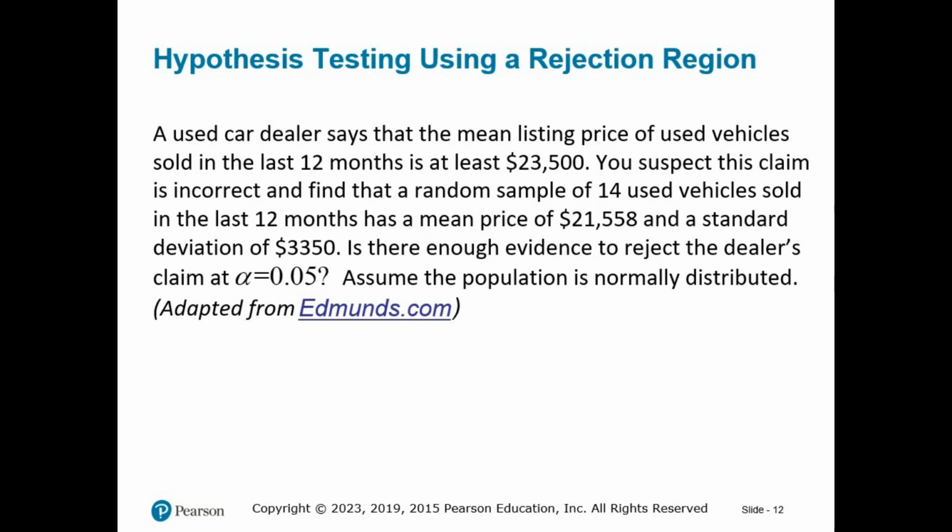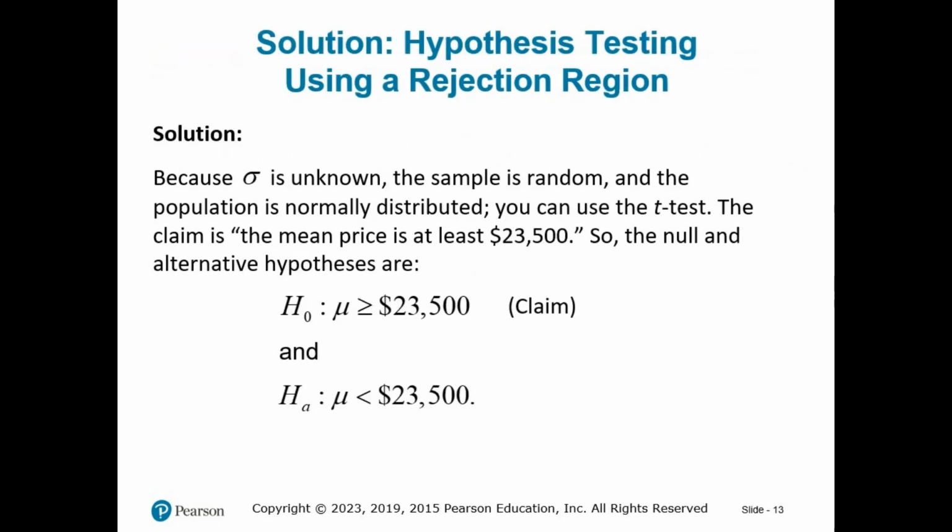Now we get to the claim. What is the claim here? That the mean listing price of used vehicles sold is at least $23,500. So they said at least. That is greater than or equal to. So which type of hypothesis are we working with first? If you guessed null hypothesis, you're paying attention. Thank you. Yes, our null hypothesis will be that the mean is greater than or equal to 23,500. And our alternative hypothesis needs to be its complement, which would be the mean is less than 23,500.